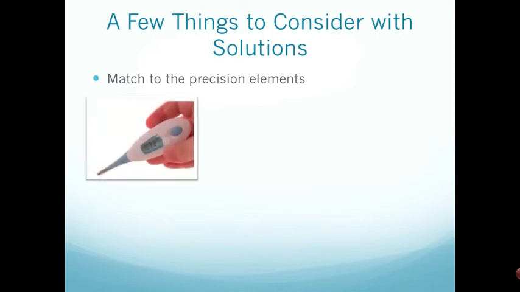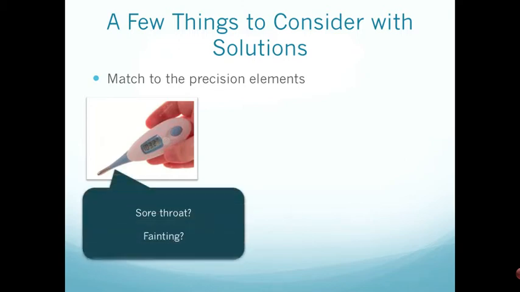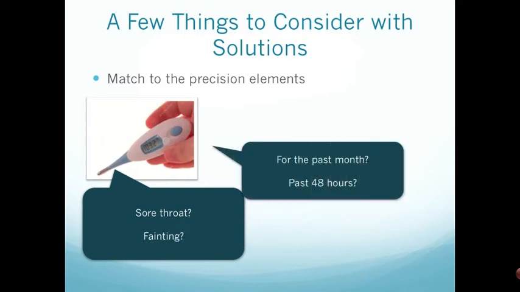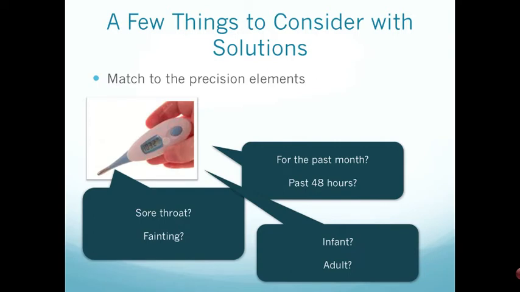For example, if someone presented with a fever, we just wouldn't want to go right away and give a solution. We might want to establish, do they also have a sore throat? Are they vomiting? Are they fainting? How long has this been going on for? Just a few hours? Or for the past month? These are all going to lead us to different solutions based on the precision elements.